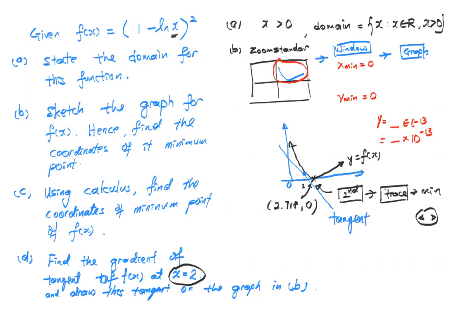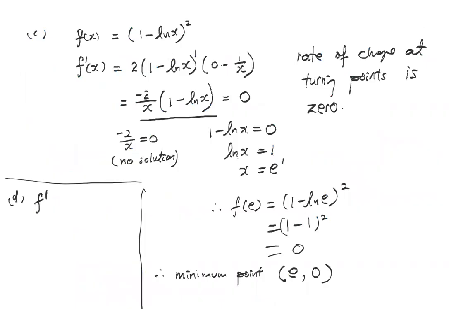Okay, so the gradient will be, I put my x equal to 2. So f prime 2 will be equal to -2 over 2, 1 minus ln 2. This is the exact value. So it's -1 minus ln 2, so it's ln 2 minus 1. Okay? Can or not? Student?